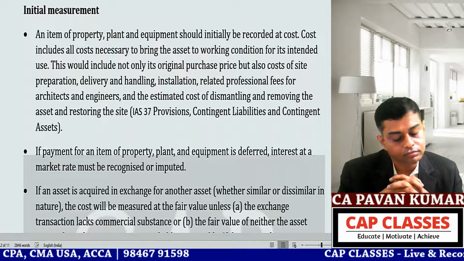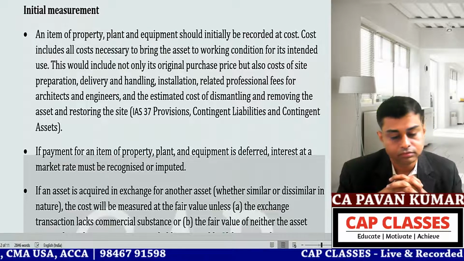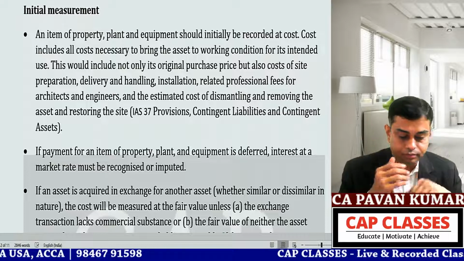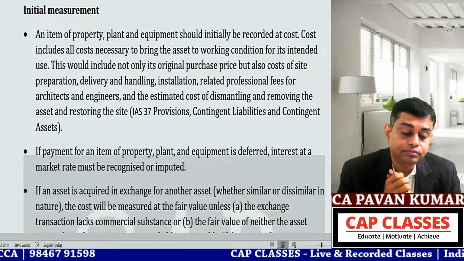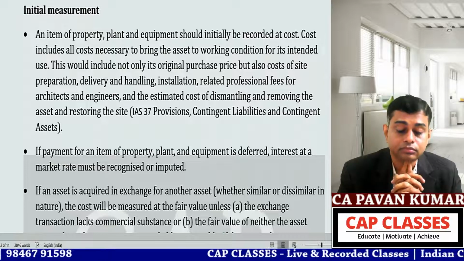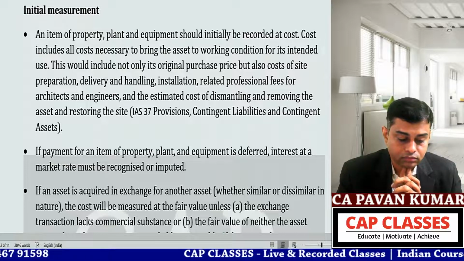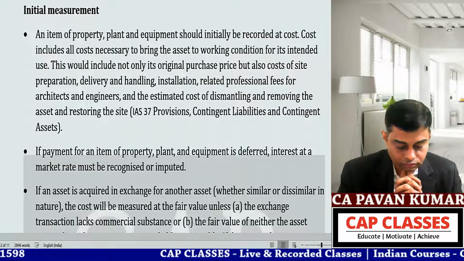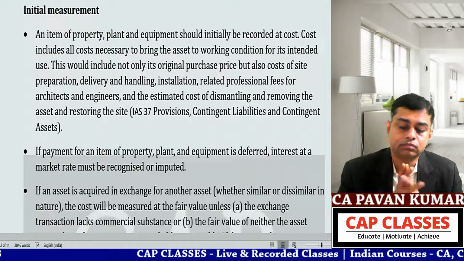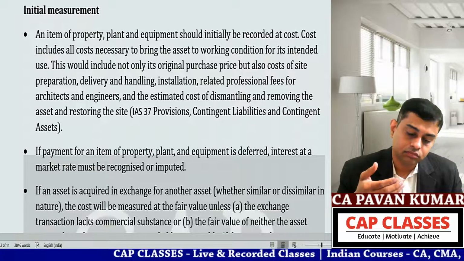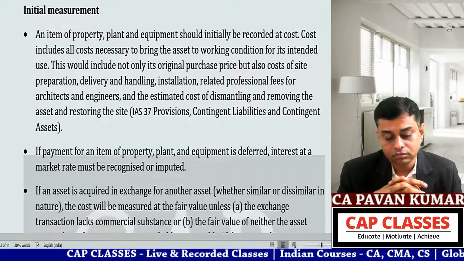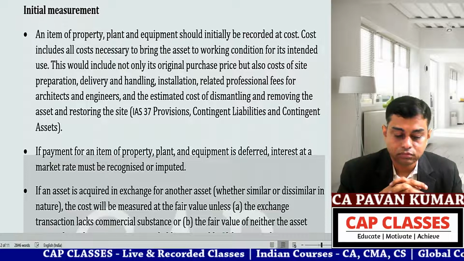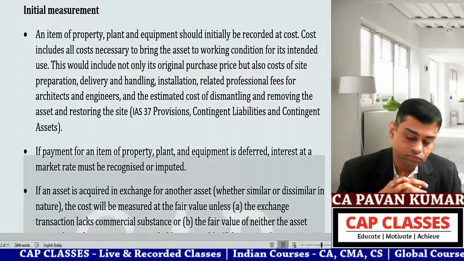An item of property, plant and equipment should initially be recorded at cost. Cost includes all costs necessary to bring the asset to working condition for its intended use. This should include not only its original purchase price but also costs of site preparation, delivery and handling, installation, related professional fees for architects and engineers, and the estimated cost of dismantling and removing the asset and restoring the site. IAS 37 provisions, contingent liabilities and contingent assets. Superb. Next.